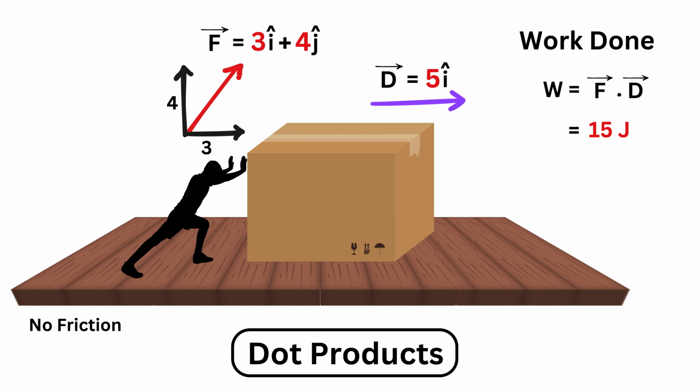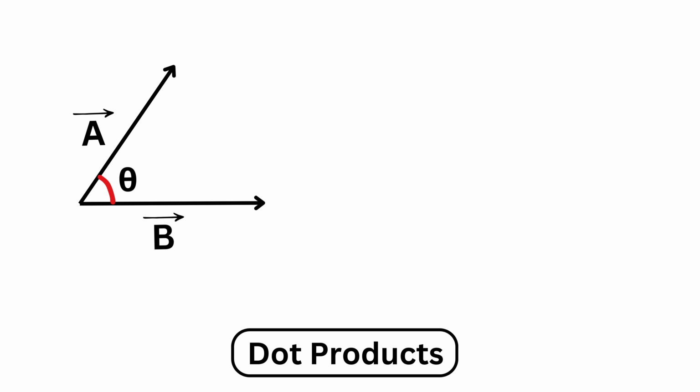So we see that only the 3 newton force in the x direction was useful in calculating the work done on the box to move it horizontally. The dot product is also useful for finding the angle between two vectors.